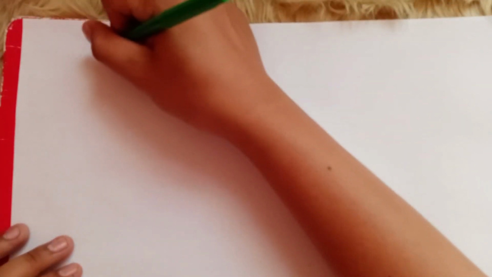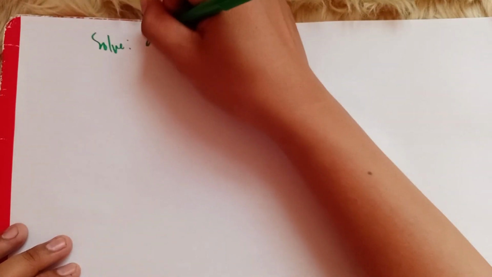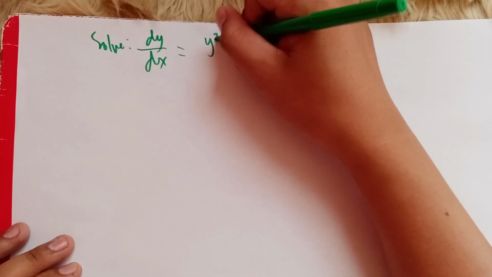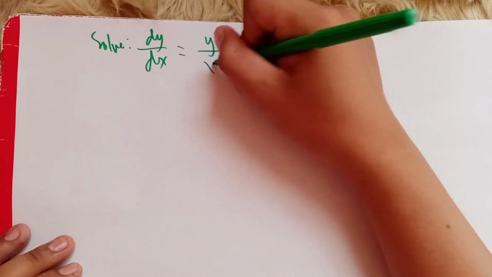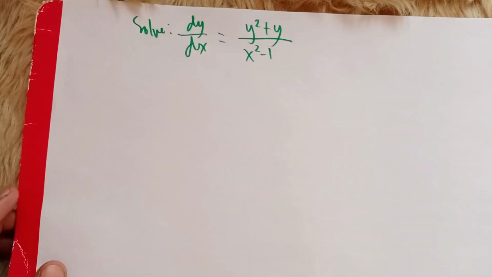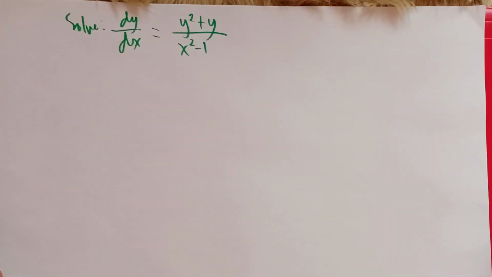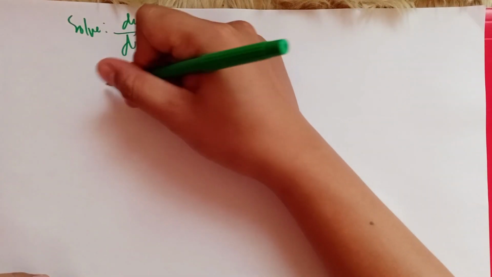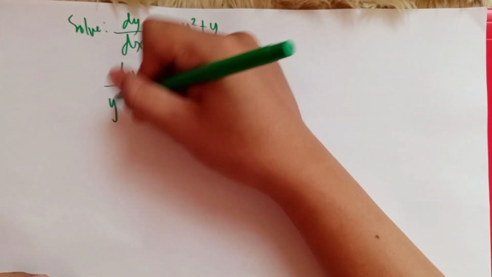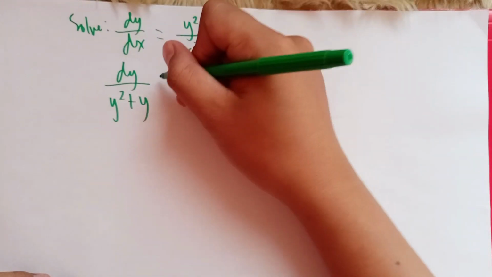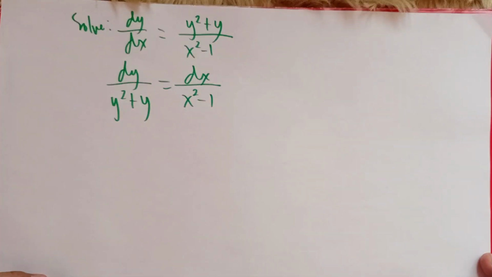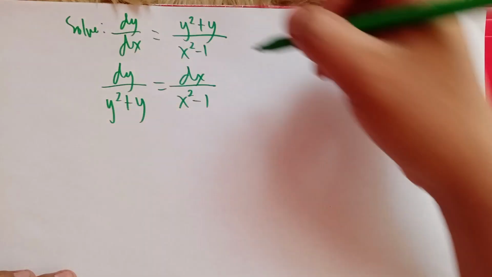Okay, last example tayo mga boss. So we have here, for instance, we are going to solve for dy divided by dx equals y squared plus y divided by x squared minus 1. Applying na the separation of variables mga boss, we can cross multiply here. So we have dy divided by y squared plus y equals dx divided by x squared minus 1. Cross multiply po yung ginawa natin mga boss.